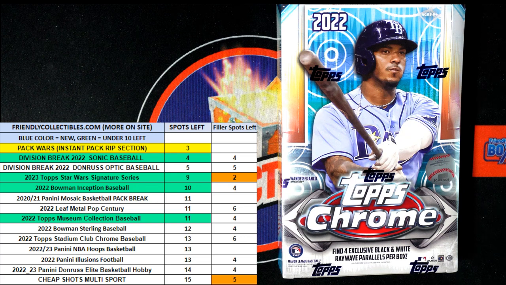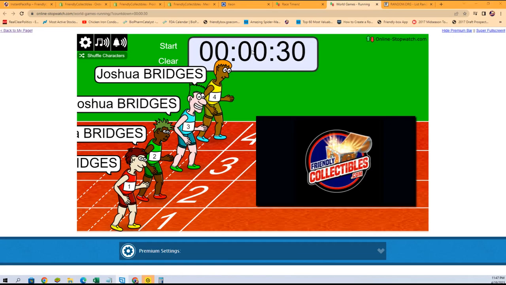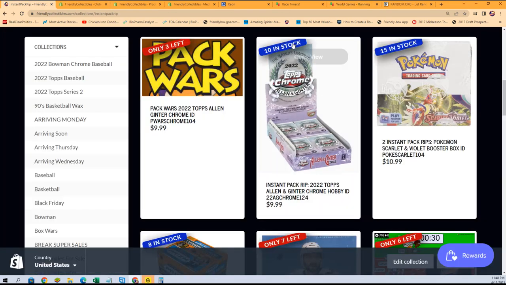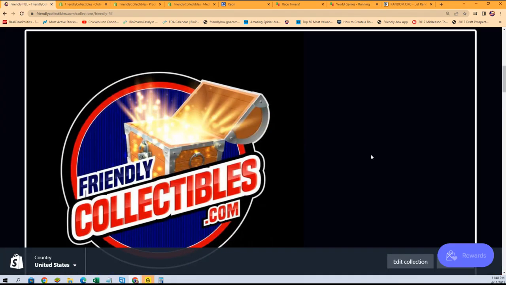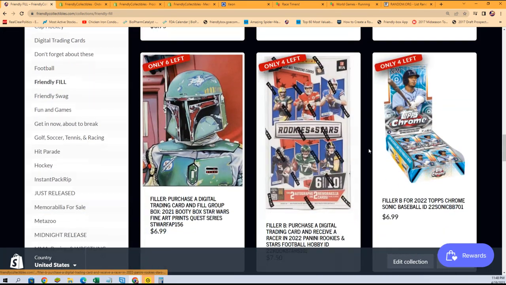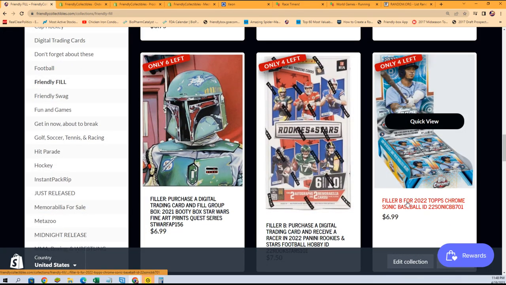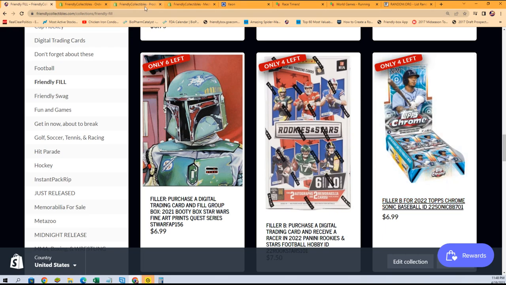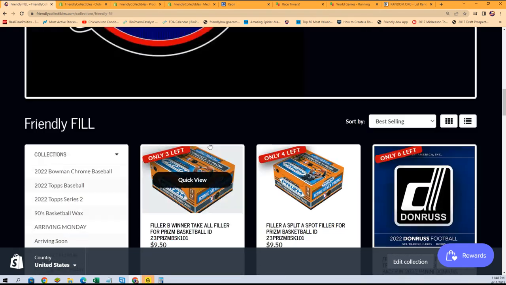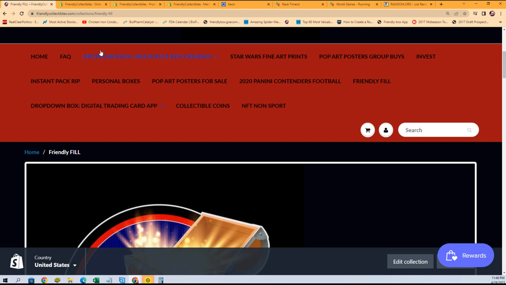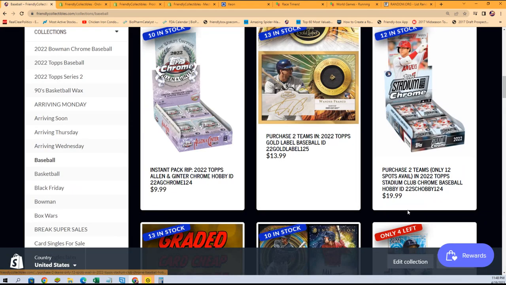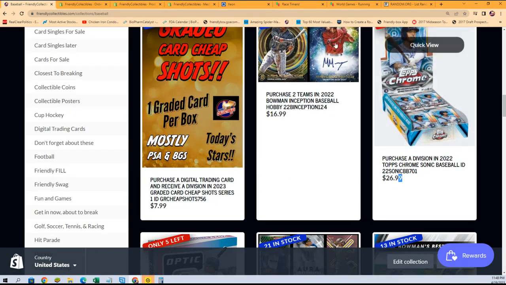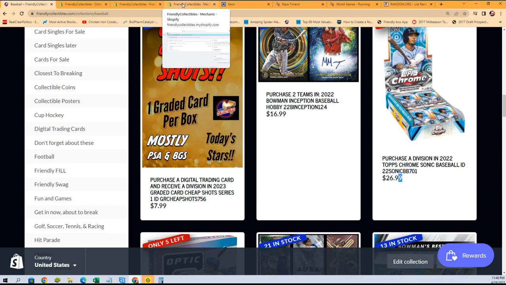So you can race your way in and win a division for like $6.99. Let's see about that. Is that what it is? This is Filler B. Yep, $6.99. Four racers, winner gets a division in Sonic. And you can get a division, retail value 26 something here. I think it's $26.99 for a division. Yep. Okay. So let's go.